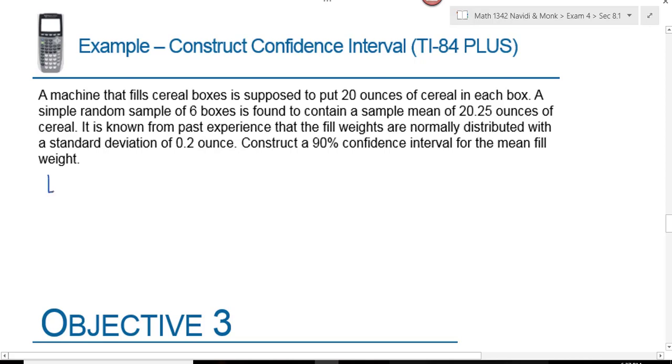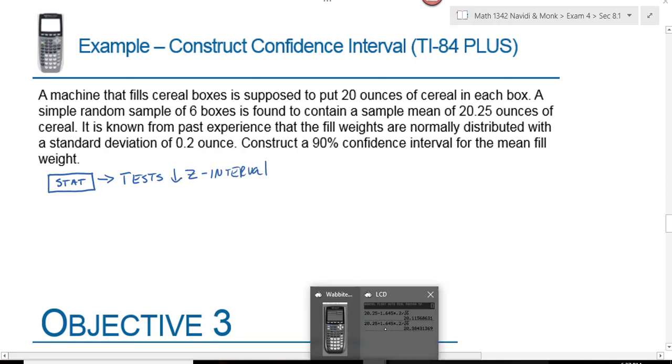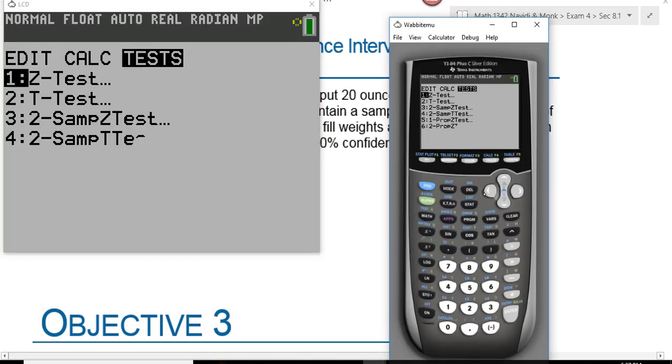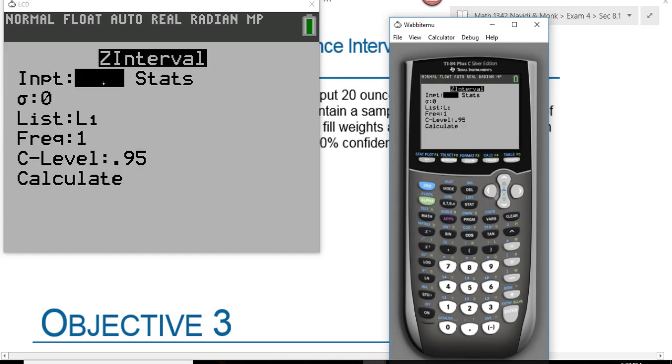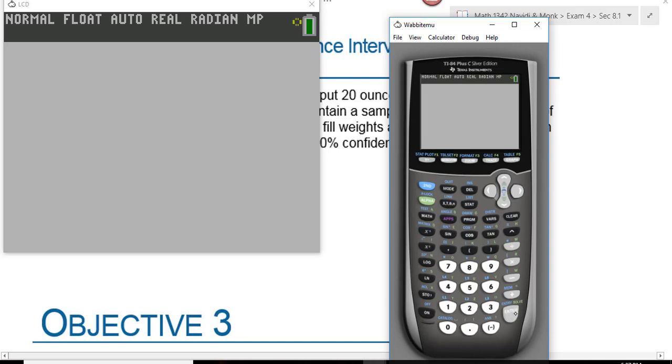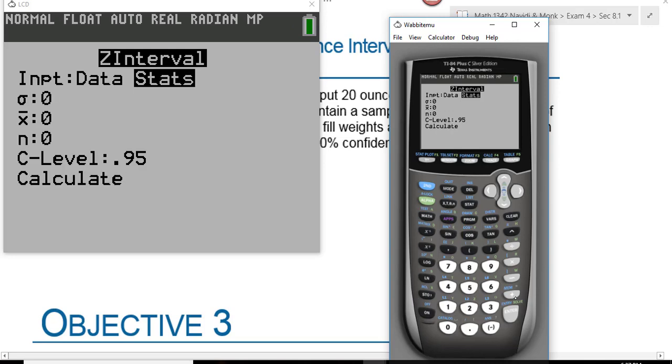On our calculator, we're going to hit Stat, go over to Tests, and we go down to Z interval. Let's do that now. Stat, Tests, Z interval on my calculator is number 7. Then it's going to ask you for your input. Do you have a list of raw data or do you have summary statistics? We don't have raw data. We have summary statistics. The first thing it's going to ask for is the population standard deviation. That was 0.2. The next thing it's going to ask for is the mean.